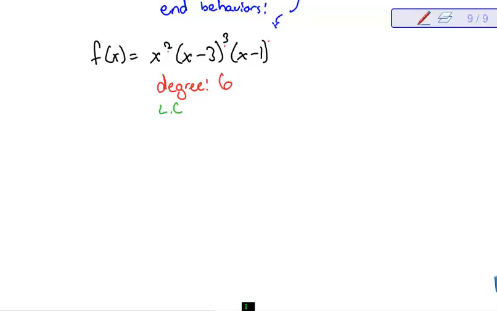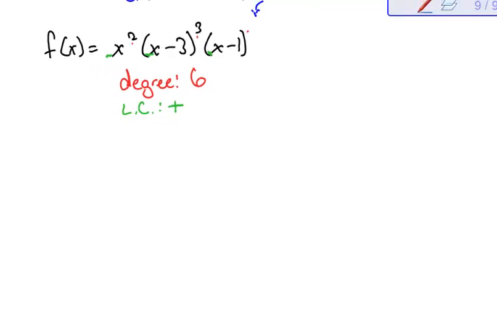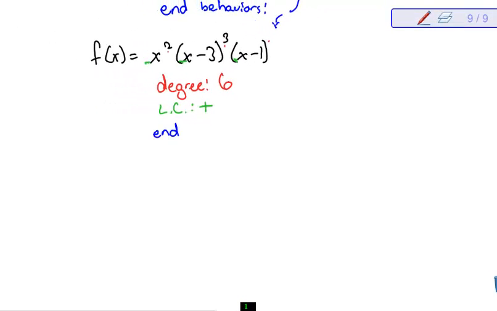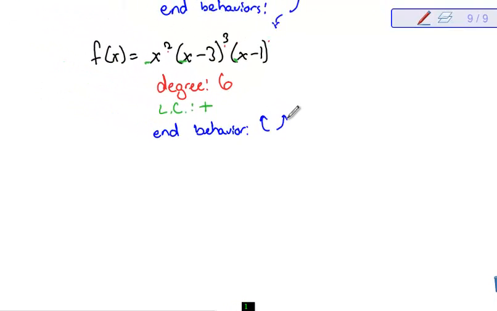The leading coefficient, look at the numbers in front of my x's. Are they positive or negative? They're all positive, so my leading coefficient is going to be positive. So my degree is even, and my leading coefficient is positive. So therefore, I'm going to have end behaviors that look like this.